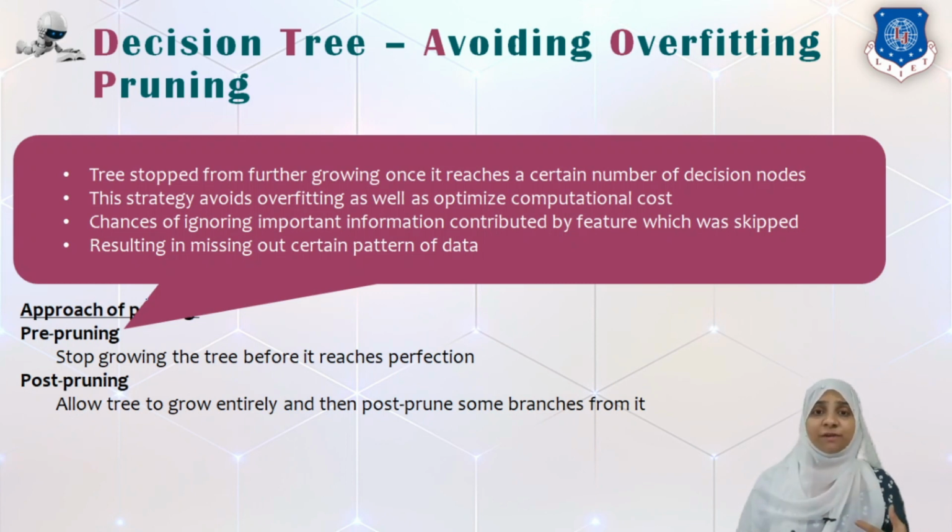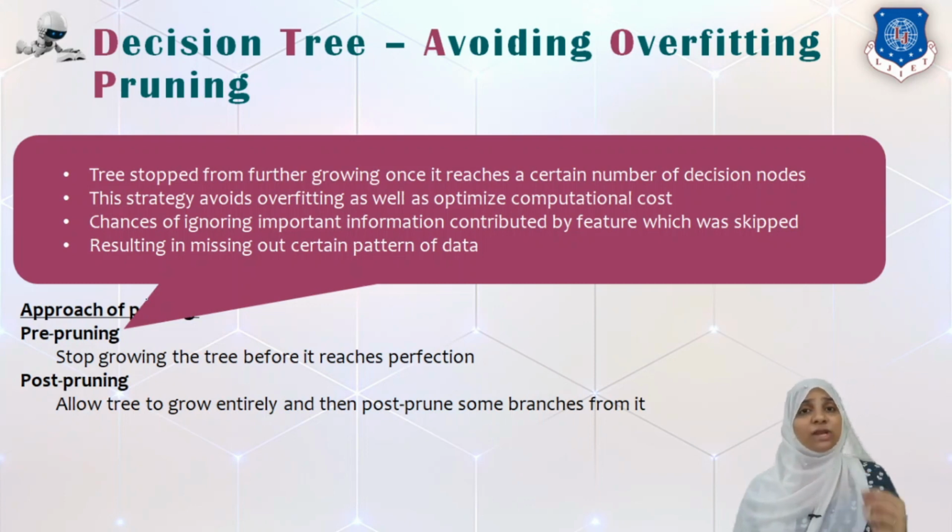So there are two different approaches. In the first approach, we stop a tree from further growth once it reaches a certain number of decision nodes. Before starting, we have to decide the number of decision tree nodes that we would like to introduce in our model. This strategy avoids overfitting and optimizes computational cost because it reduces the cost of computing unnecessary nodes. But here we have the chance of ignoring very important information contributed by a particular feature.